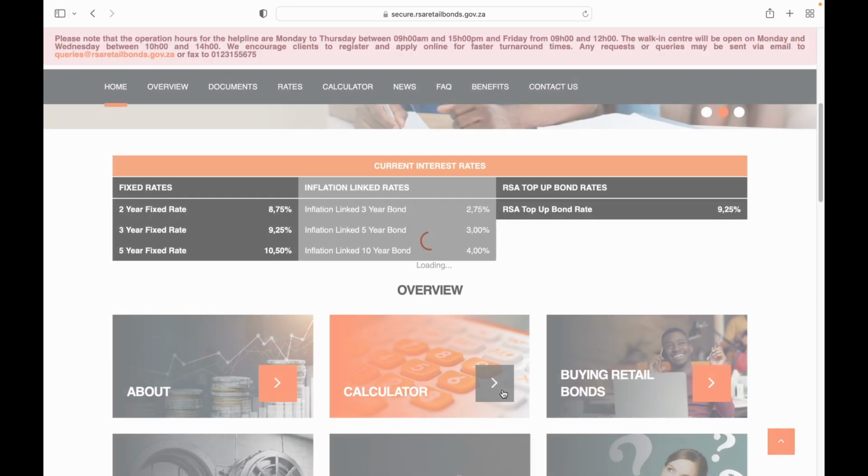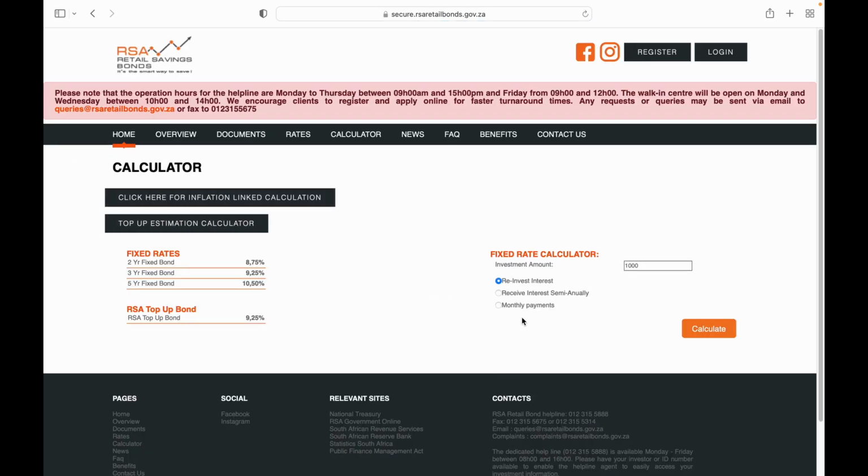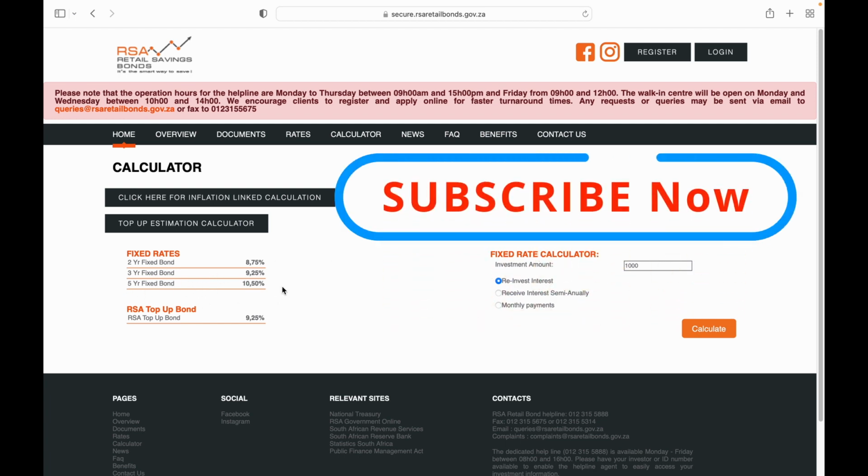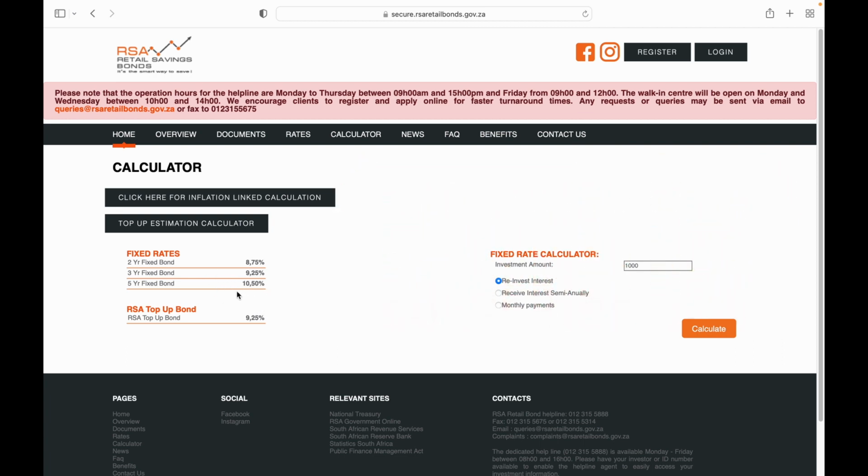Then now they also have a calculator here. You can use this calculator to estimate how much money you can get back depending on the investment. Remember that we are talking about the fixed interest. You can see that there is a calculator for inflation linked, but in this case we are looking at the fixed interest for the 5-year bond, but it automatically calculates for all the periods. If you want to invest for 2 years, you can do that, or for 3 years, or even for 5 years. The reason why we're focusing on the 5-year investment period is because it has the highest interest rate.